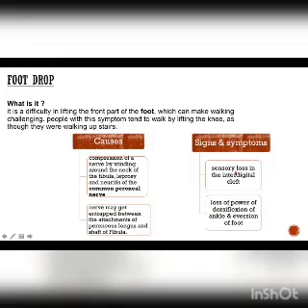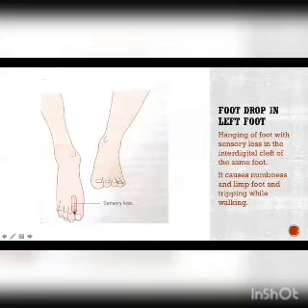So it affects both sensory and motor function. There is sensory loss in the interdigital cleft of the affected foot, and also loss of power of dorsiflexion of the ankle and eversion of the foot. Here is the interdigital cleft of the foot, and sensory loss here is caused by foot drop, which also causes hanging of the foot from the leg. It causes numbness, a limp foot and tripping while walking. So these are the various applied aspects related to foot drop.